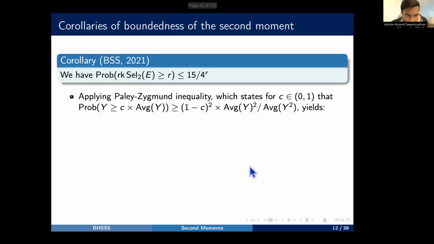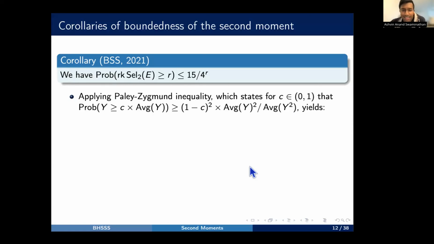Now that's Markov's inequality, but there's another inequality from probability theory called the Paley-Zygmund inequality, which states that if you have a real number c between 0 and 1, then the probability that a random variable Y is at least c times the average of Y is at least (1 minus c) squared times the square of the average of Y divided by the second moment of Y. That's just a little result from probability theory.